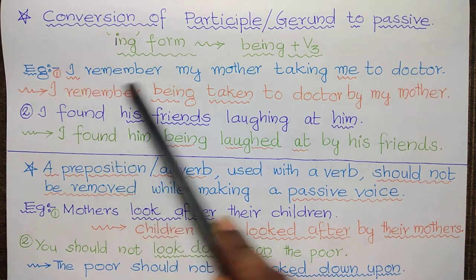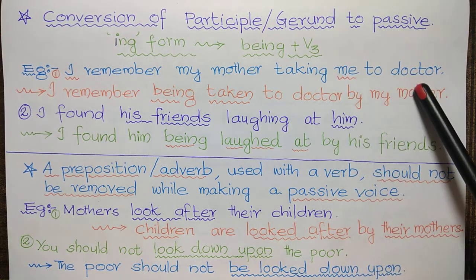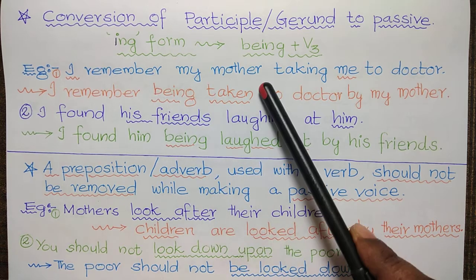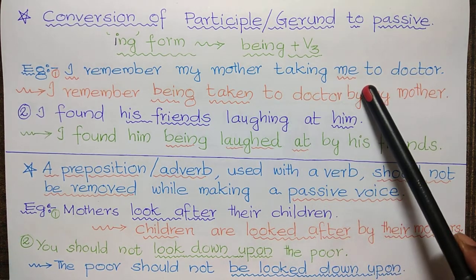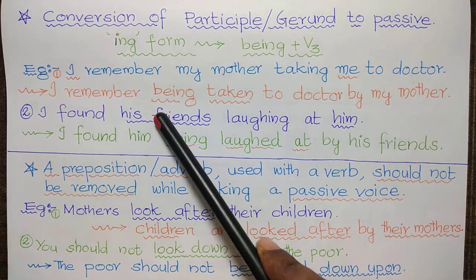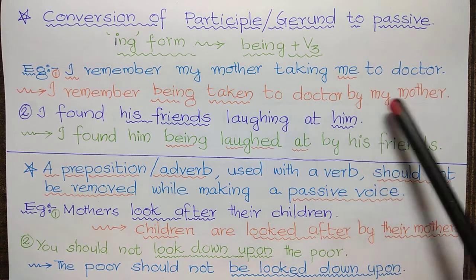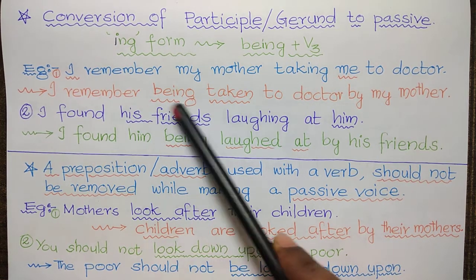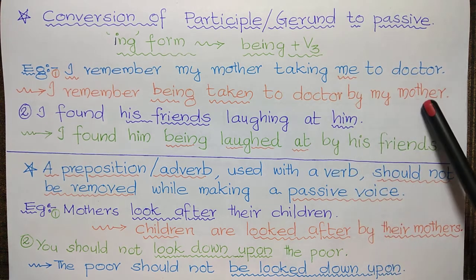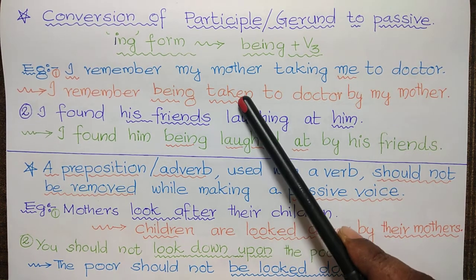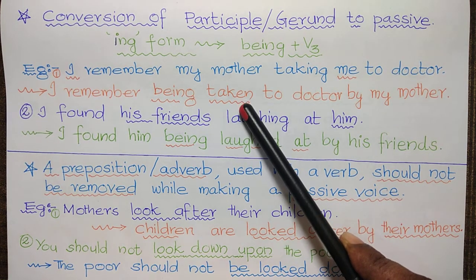Example: I remember my mother taking me to doctor. I remember being taken to doctor by my mother. So, being taken. Taken is the V3 form of take.